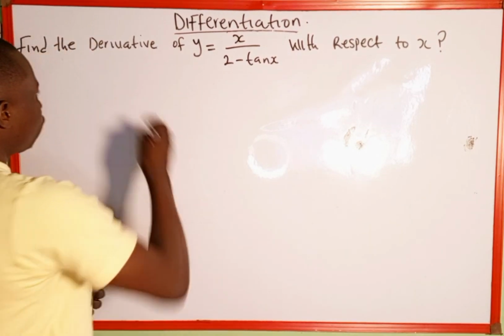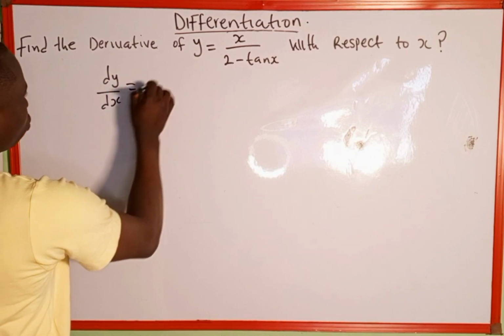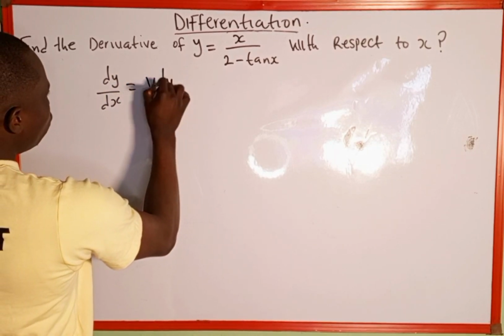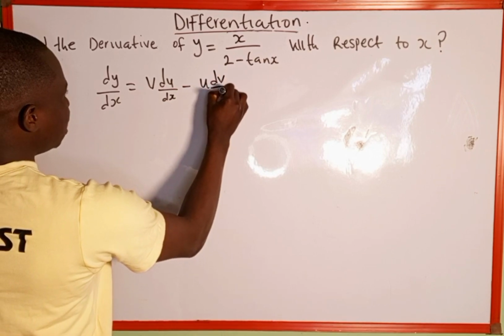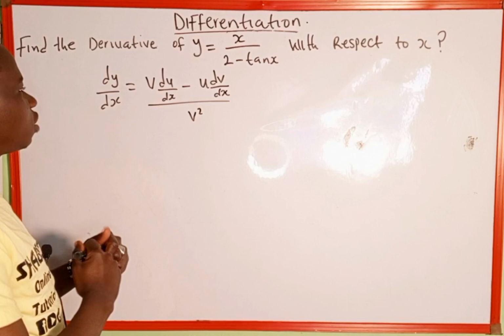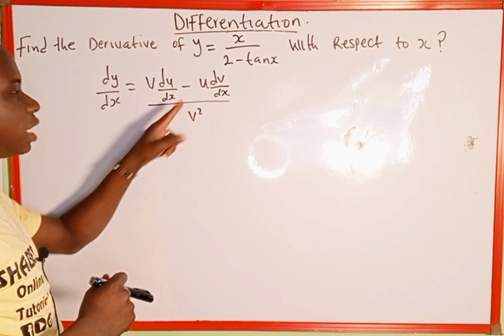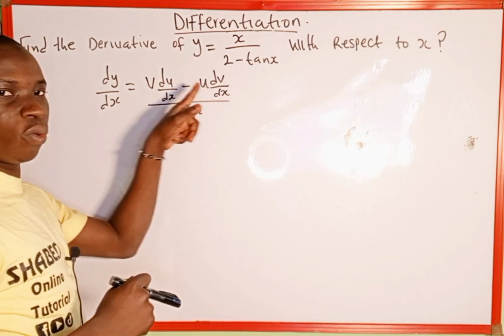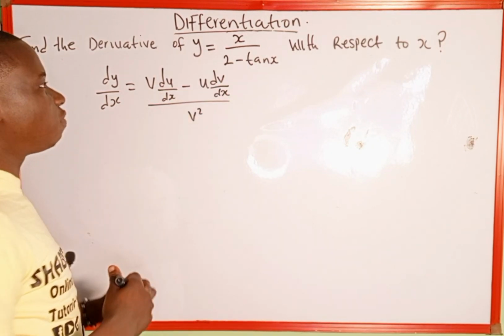And we recall quotient rule formula, which is going to be what? dy over dx is equal to what? v du over dx minus u dv over dx, then everything all over v squared. So what do you notice in this formula? We write v, we differentiate u with respect to x, we multiply them, minus we write u, we multiply by the derivative of v with respect to x, then everything all over v squared.